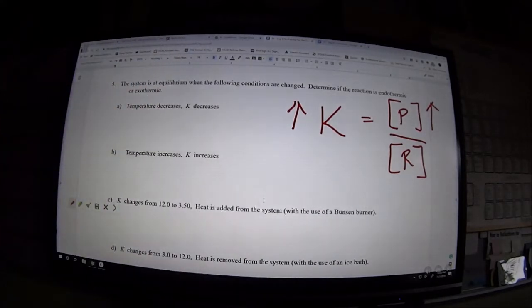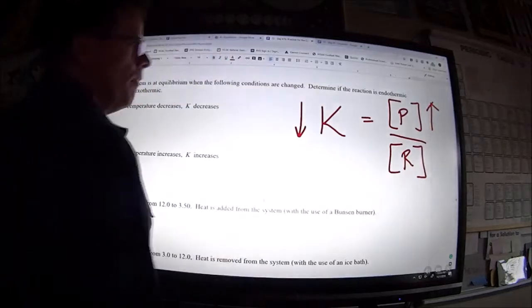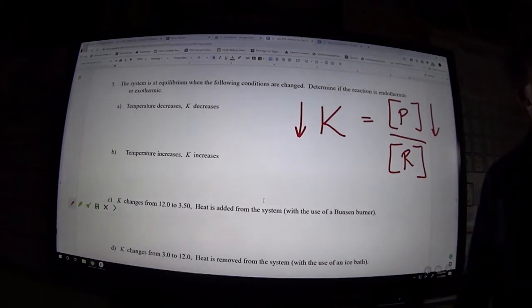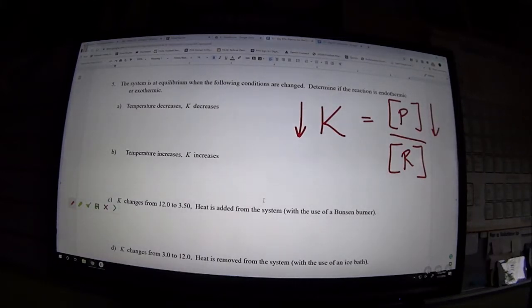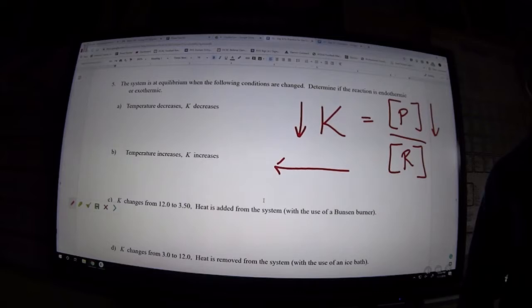Let's look at C. K changes from 12 to 3.5. So did it go up or down? Down. Went down. Okay. Therefore, the products did what, Riley? Went down. So which way is the shift? Which way is the arrow pointing? Left or right? To the left? Does everybody agree with that?